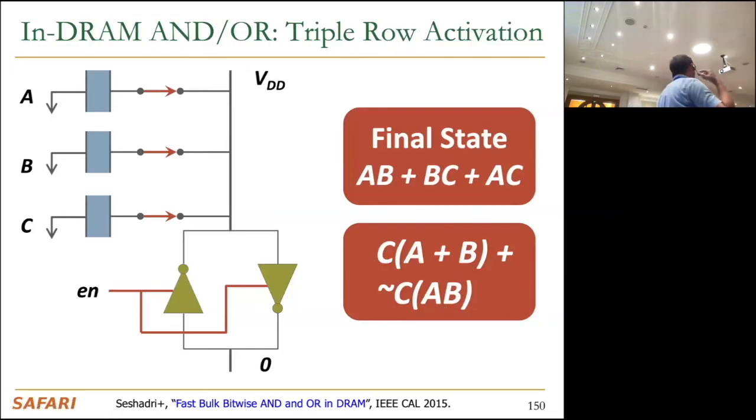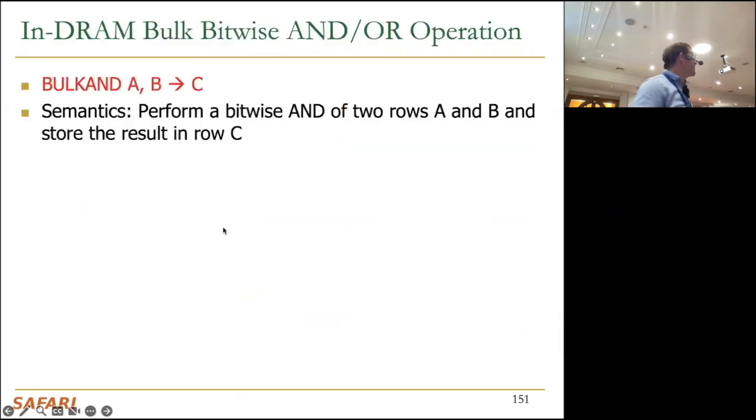I don't have NOT. This is not functionally complete. But I'm going to solve that problem because I actually have the NOT over here, right? Whenever I activate one row, the complement of that row is over here, whereas the actual value is over here. Okay. So how can you expose this to the higher levels of the program? You can have an instruction that looks like this, bulk AND, A, B, C, operates at the row granularity, for example. It performs a bulk bitwise AND of 2 rows and stores the result in row C.